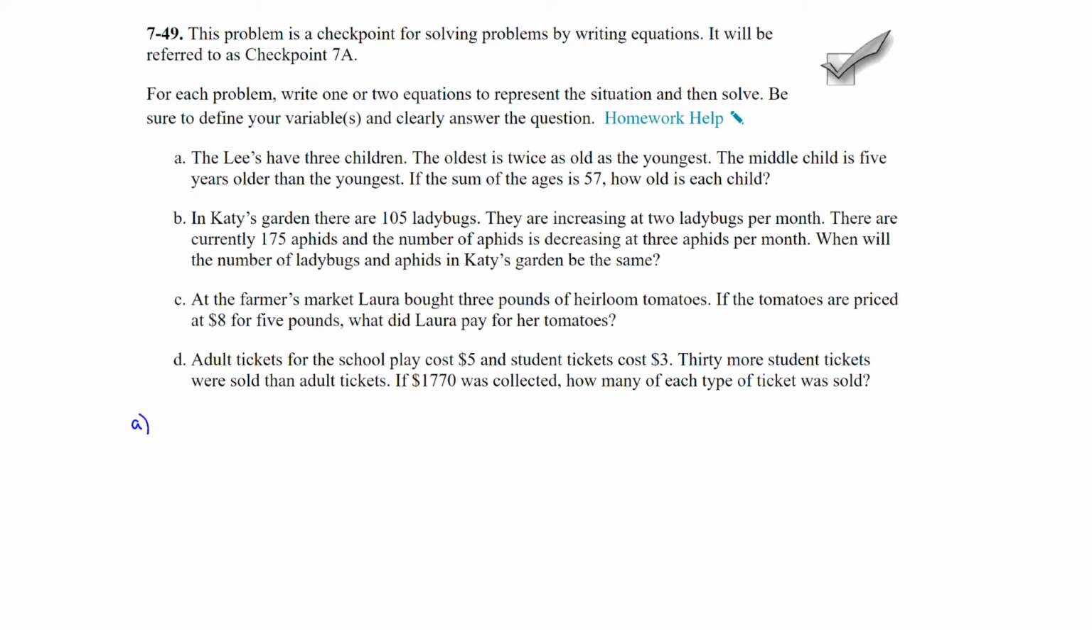So on part A, the Lees have 3 children. The oldest is twice as old as the youngest. The middle child is 5 years older than the youngest. If the sum of the ages is 57, how old is each child? Well, the oldest is twice as old as the youngest, and the middle is 5 years older than the youngest. So it sounds like we need to have our let statement: let y equal the age of the youngest child.